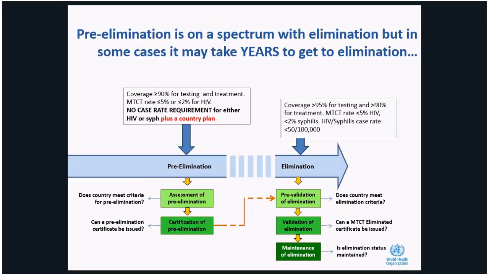If a country has a case rate of 800 new infections in children per 100,000 live births, it's obviously going to take them many, many years of continuous and consistent work and effort to get that case rate below 50 cases per 100,000. They're going to have to see a significant decline in the numbers of HIV-positive pregnant women, as well as significant improvements in the MTCT rate in order for the case rate to drop below 50.